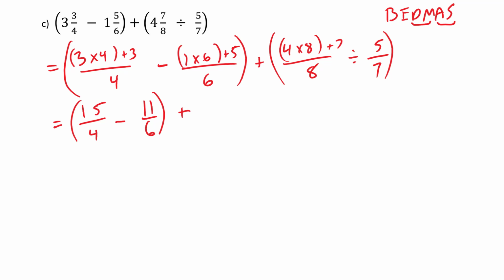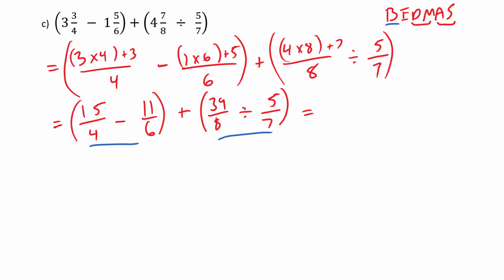4 times 8 is 32, plus 7 is 39. I haven't done any mathematical operations yet. All I've done is convert those mixed numbers into improper fractions. Now we have to follow BEDMAS. What do we do first? We do what's in the brackets first. So we're going to do this, and then we'll do this.